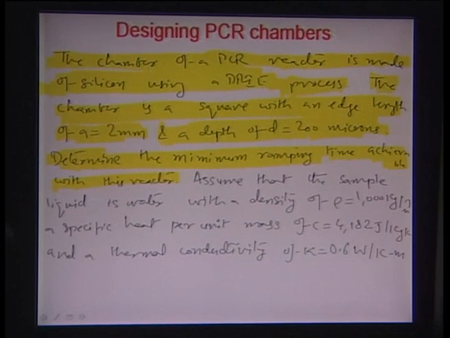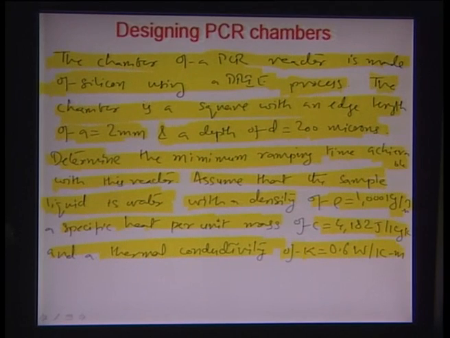So, in this example you have to determine the minimum ramping time which is achievable with this particular reactor design, and you have to assume that the sample liquid is water. Most of the PCR fluid is an aqueous based fluid with a little bit of ionic content here and there. So, the density is around 1000 kg per meter cube, as is normally the case with water. There is a specific heat of 4182 joules per kg Kelvin, and a thermal conductivity of K equal to 0.6 watts per Kelvin meter. And so, you have to design this in a manner that you can determine the minimum ramping time which is achievable by this system.